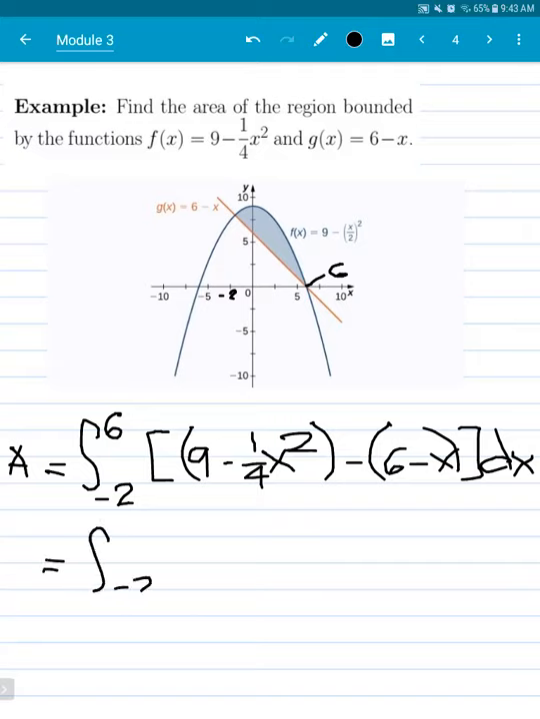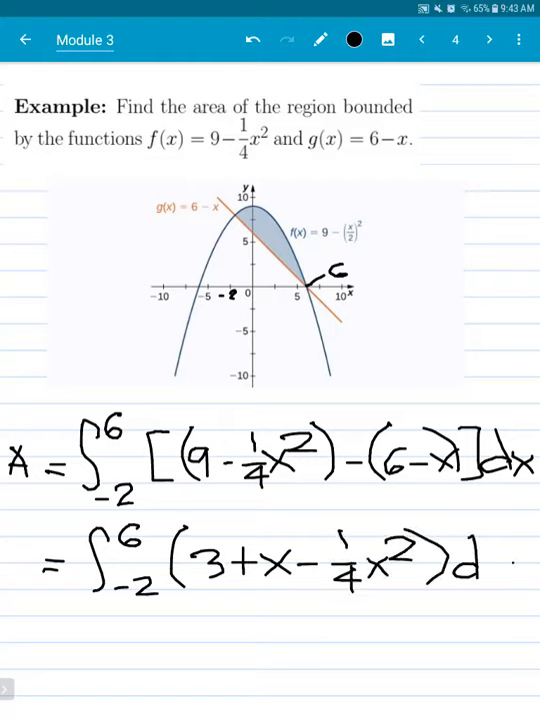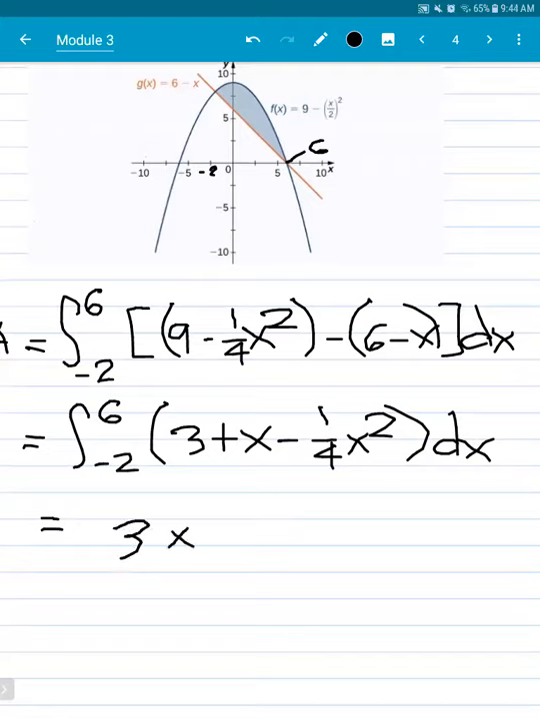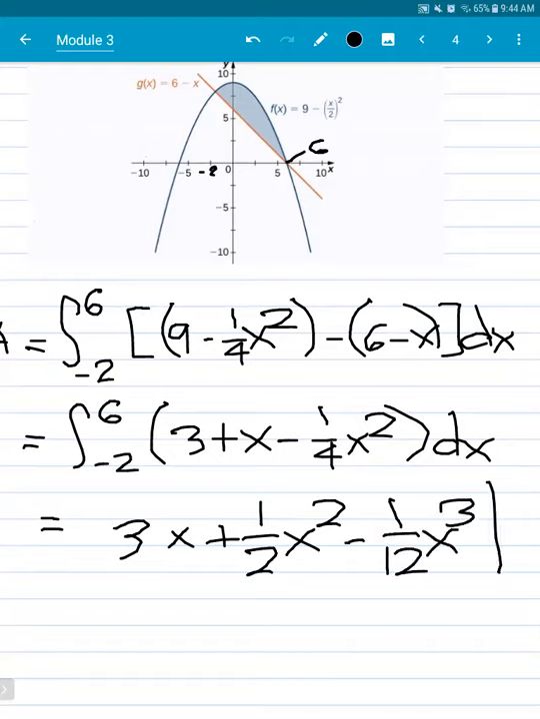Once simplified, the expression inside becomes 3 plus x minus 1/4 x squared. And you integrate, you'll be getting 3x plus x squared over 2 minus 1 over 12 x cubed. And then plug in the limits, 6 first, then -2, and subtract. And your final answer should be 64 over 3 square units.